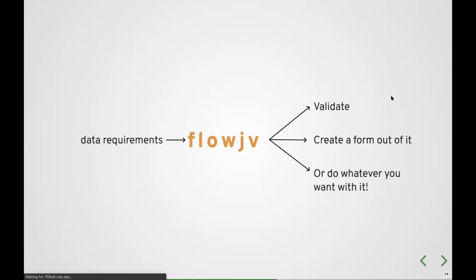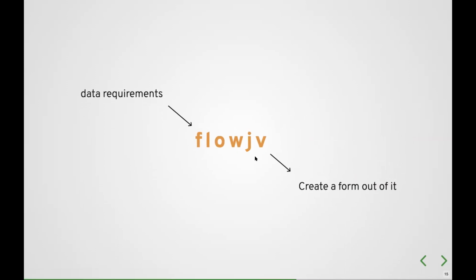So in a comprehensive way, given some data requirements, FlowJV gives us utilities so that we can validate the data requirements against some data, or we can in fact create a form out of the data given. Okay, it provides some utilities. In fact, you can do whatever you want with these data requirements, and that is how FlowJV is developed in the first place. So let us have a small demo where I'll demonstrate how FlowJV works.